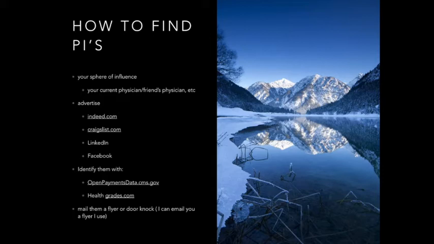Okay? Now, that will only take you so far. You can also advertise. Indeed.com. It's free. They have a paid version as well. I think it's like $50 a month. But the free one works just as well. Go on Indeed.com, post a job wanted ad, how to find a PI. We have examples of these which we are going to upload in the Intralinks workspace. Examples of PI ads.